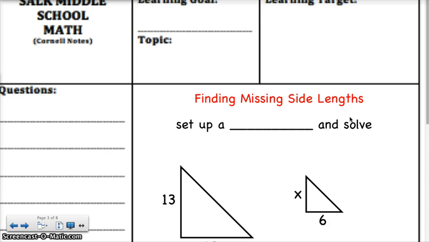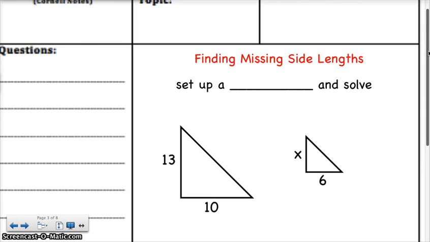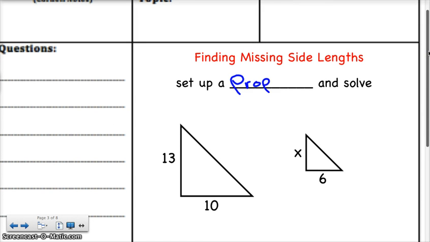Oh, this lesson takes forever. Okay, finding missing side lengths. To find missing side lengths, you set up a proportion and solve.